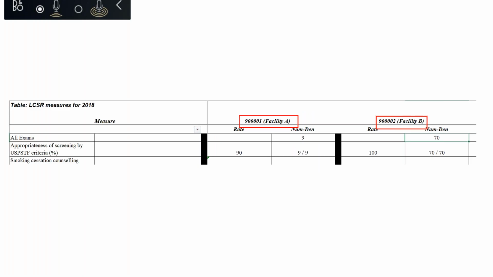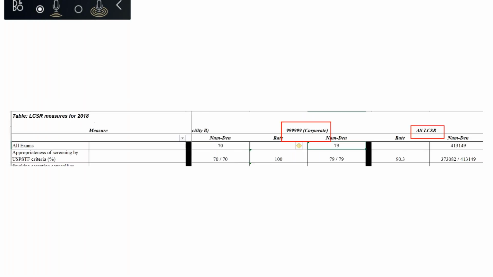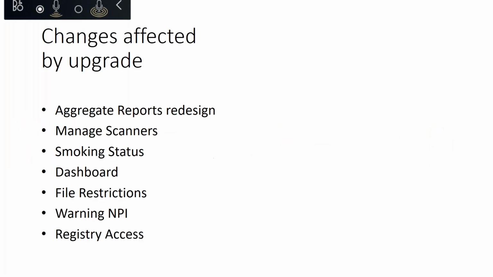Clicking the 2018 tab shows you data for each facility individually, side by side. Scrolling to the right shows you measures calculated at the corporate level. These are derived by aggregating data from the corporate account's facilities. You also see measures calculated for LCSR as a whole. That covers the 3 types of LCSR reports: facility, corporate, and physician. Now, I'll hand it over to Amanda, who has some additional information she'd like to share with you.